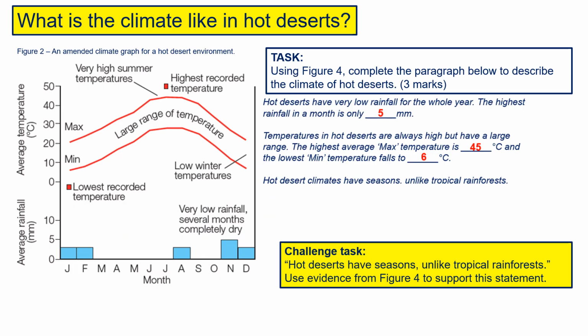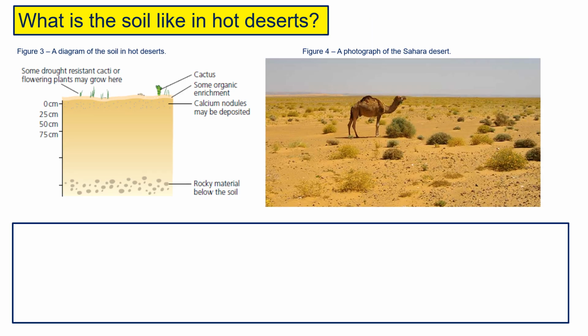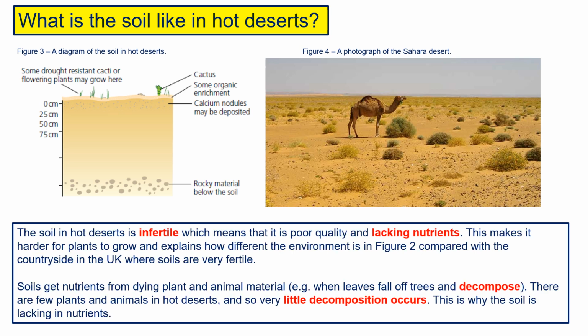So again, that's just reiterating the climate there. We've got high temperatures up to 45, 50 degrees and low rainfall. So deserts have a low biodiversity. This is due to the high temperatures and low rainfall. The soil, due to the lack of rainfall, is very infertile. Where the soil is so infertile and lacking nutrients, that means that plants cannot grow. If plants can't grow, there's little litter on the floor, so decomposition can't happen, and then the soil cannot get nutrients. It's a vicious cycle of being stuck in this dry and infertile land.